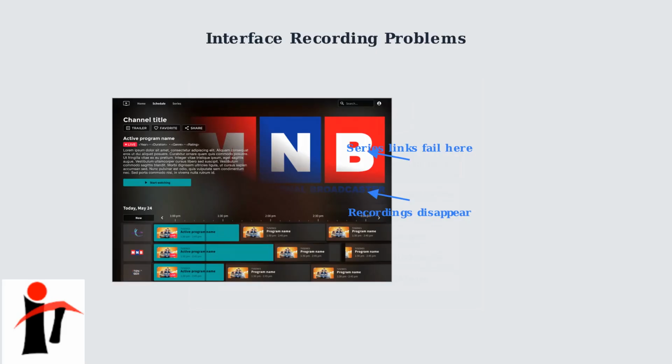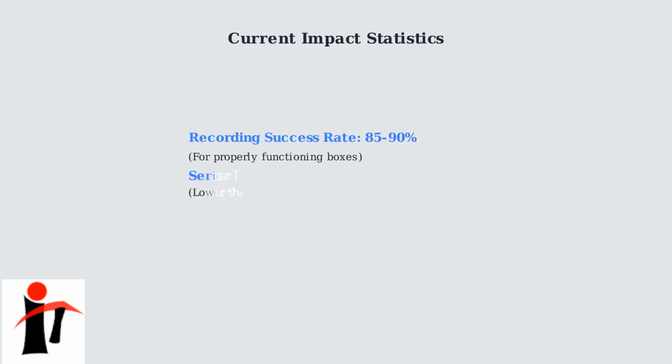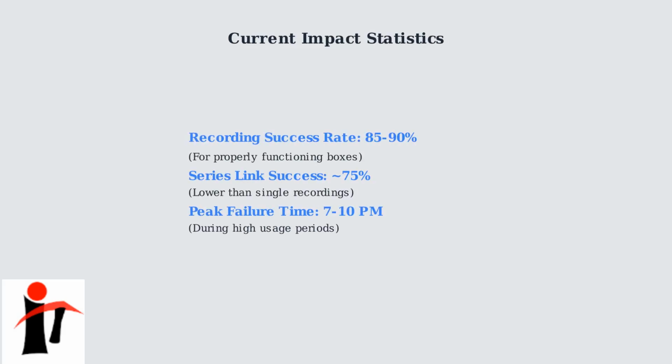Users see their carefully planned series recordings fail to appear in the schedule, and completed recordings mysteriously disappear from their planner without explanation. As of 2025, these issues affect a significant portion of TalkTalk YouView users. Recording success rates hover around 85 to 90% for functioning boxes, but series links perform worse at only 75% reliability.